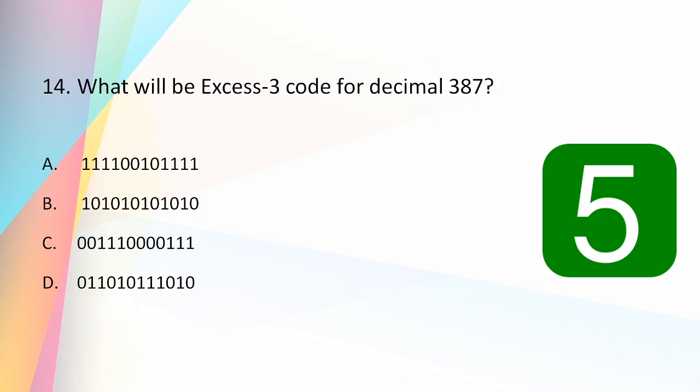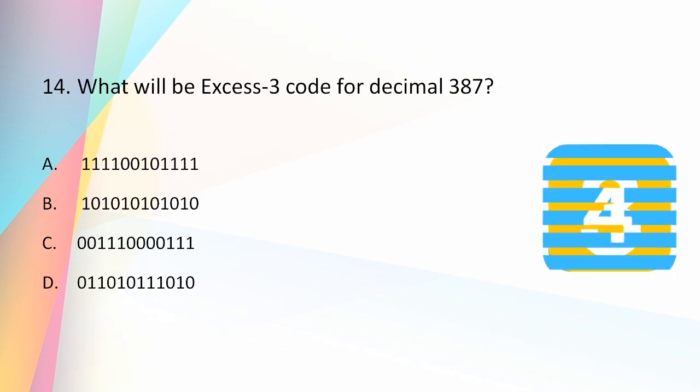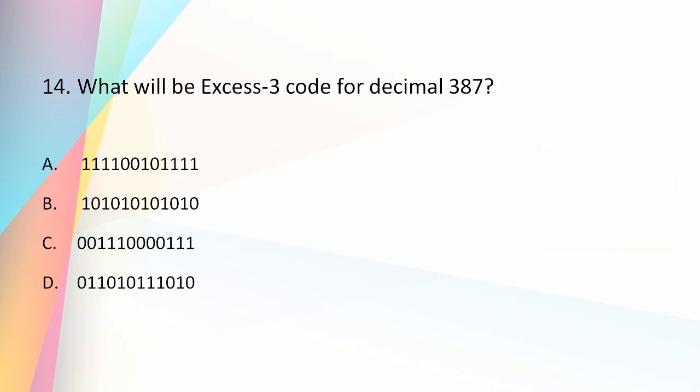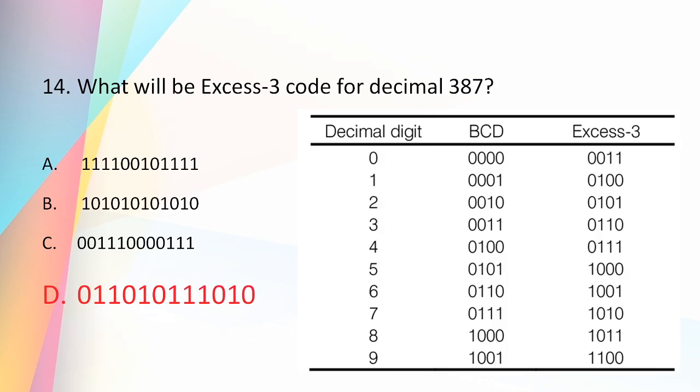What will be the XS3 code for the decimal 387? 11110011111100000000000000. And here you go. And the answer here will be D.